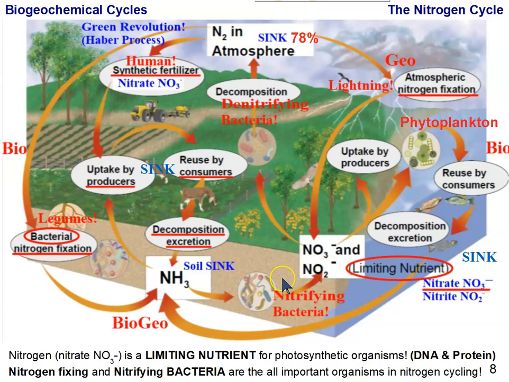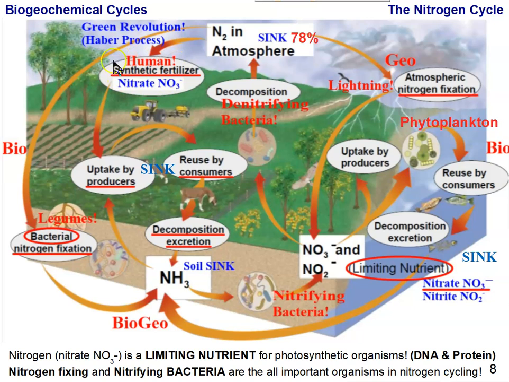There's also an unnatural process where humans are involved that makes nitrogen available to producers, and that would be synthetic fertilizers. A German scientist named Haber is the one that figured out the process to be able to do the same thing that nitrogen-fixing and nitrifying bacteria do. And we now call it the Haber process, where they synthetically are able to take nitrogen gas from the air and make it into nitrates.